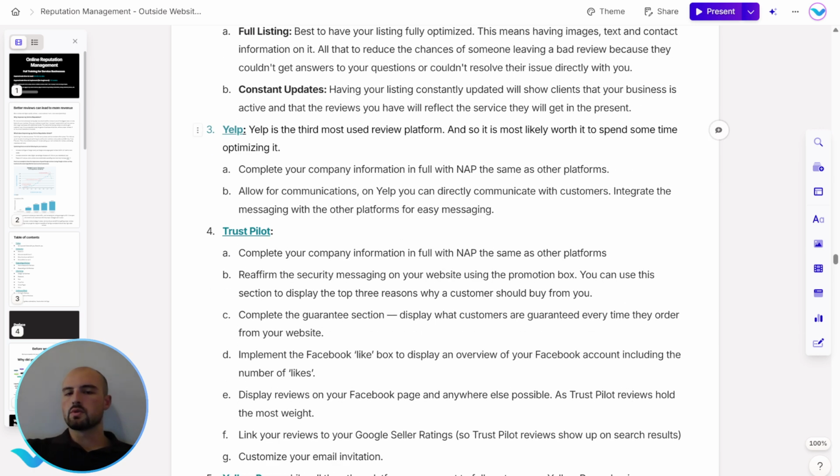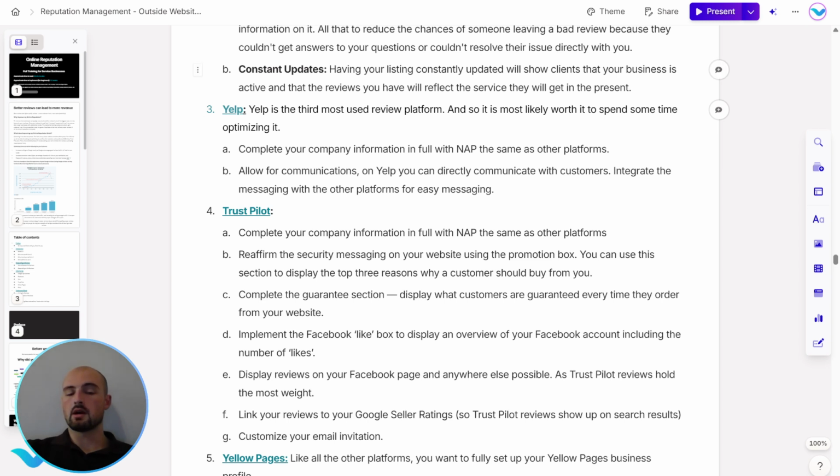Yelp, third most used review platform. And so it's the most likely to spend time optimizing it. This is going to depend on your region. So check out what's actually being used. Again, complete all your information.